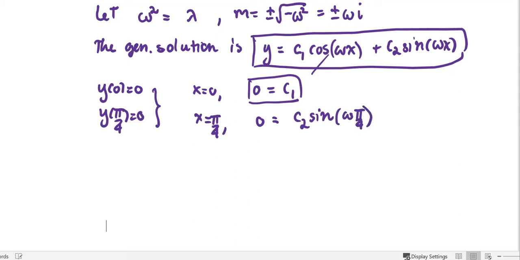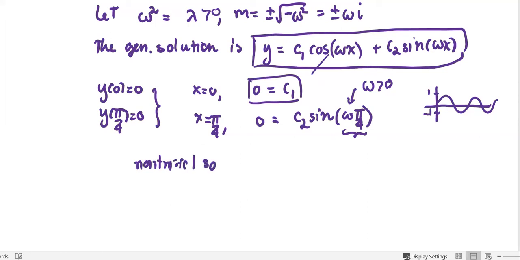Okay, because again, these are the boundary conditions, the conditions from the two endpoints, the left end and the right end. For this case, omega is the parameter that could be any real number as long as omega square equals lambda, which is a positive number. We know that omega is positive. So it depends on the product of omega and pi over 4 that could make the product of c2 and sine be 0. As you recall, the sine function is anywhere between -1 and +1. So we're going to look for the case for the non-trivial solution.